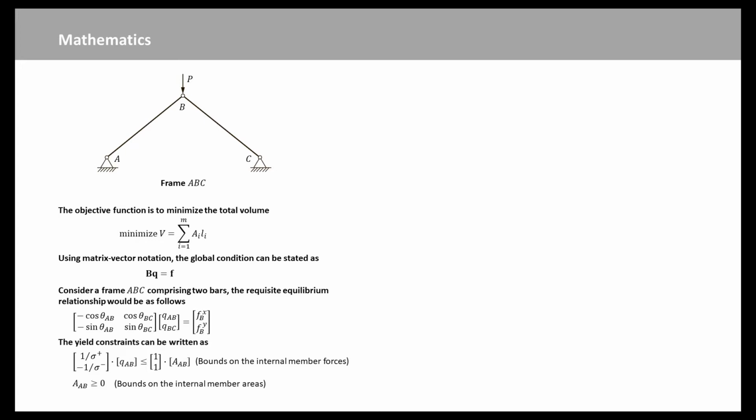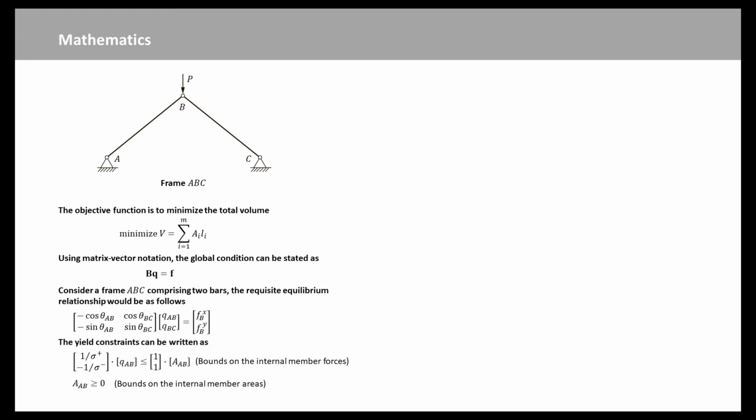The minimum volume truss formulation is used. The objective is to minimize the volume or weight of the structure. The equilibrium constraint is a joint equilibrium matrix B times a vector of internal member forces Q equal to a vector of external nodal forces F.